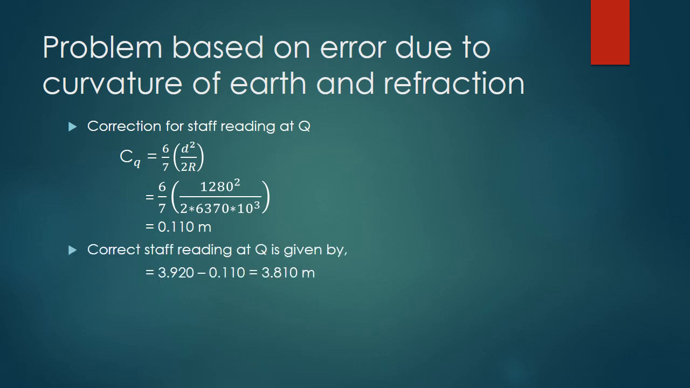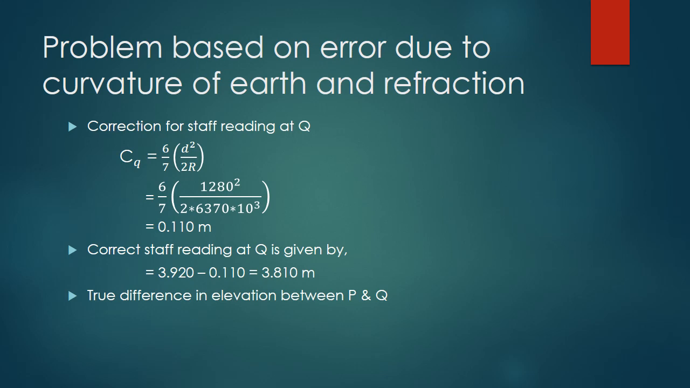Now the correct staff reading at Q is given by the staff reading which was given in the question, 3.920, minus the correction, that is 0.110, which we have just calculated. It will give us the correct staff reading at Q equal to 3.810 meters.